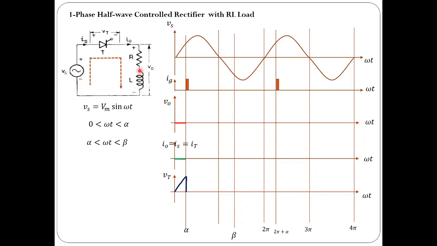So current through the inductor cannot be abruptly made 0. It would take some time to reduce slowly, and this would be responsible for the forward bias condition of the thyristor, even when the source voltage is negative. So during alpha to beta, the thyristor would conduct, and the voltage across the source is the same as the voltage across the load.